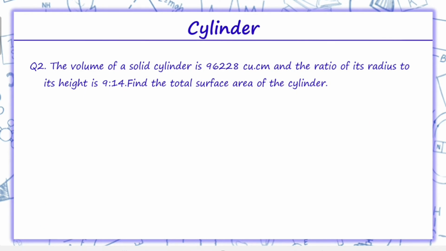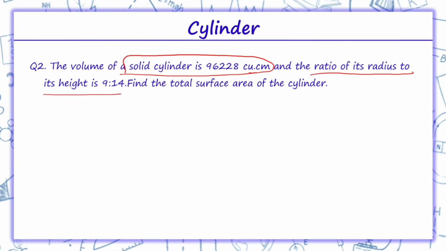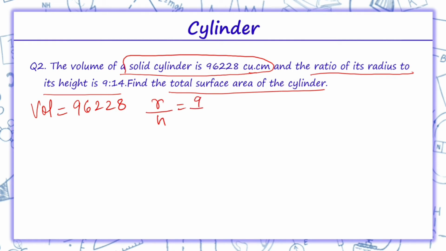Now the next question is, volume of solid cylinder is 96,228 cubic centimeter. Ratio of its radius to its height is 9:14. What we have to calculate is total surface area of cylinder. We are provided with volume, that is 96,228. The ratio of radius to height, that means r/h is 9/14. So we'll assume r as 9x and h equal to 14x.